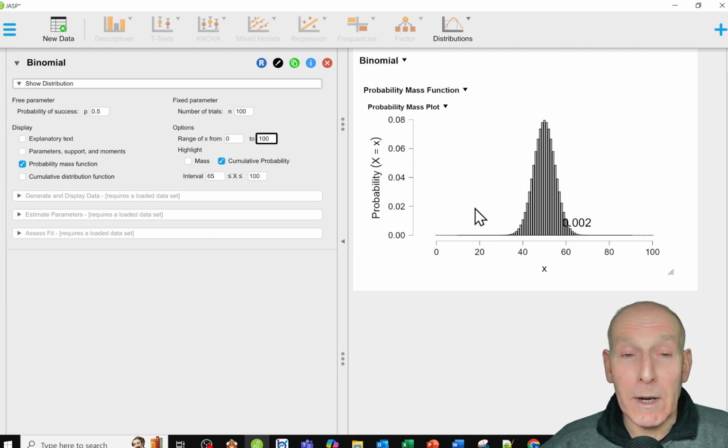So again, you might want to have a look and use JASP from this point of view to play about with these numbers, to give yourselves a feeling about what these probability distributions actually mean in practice.